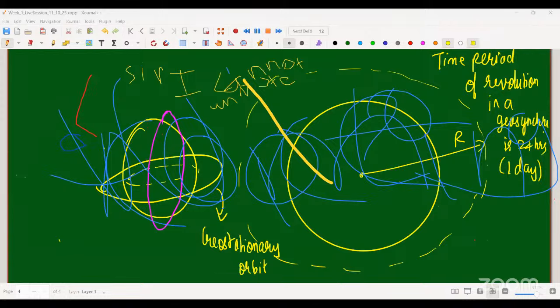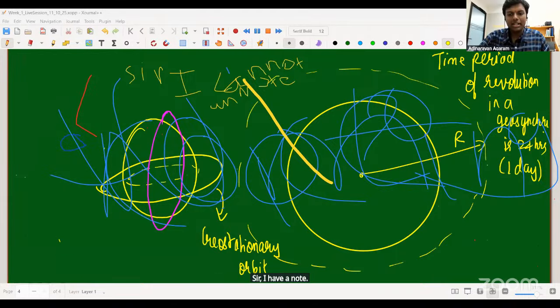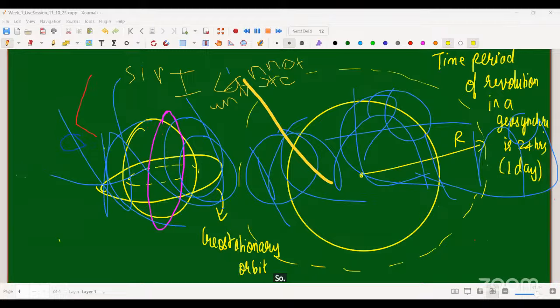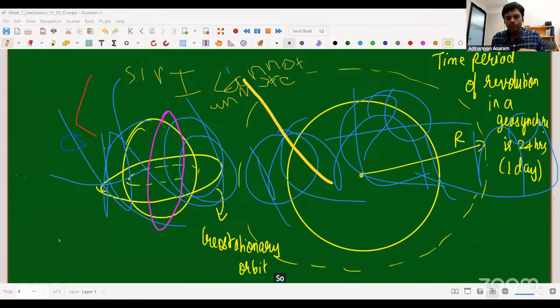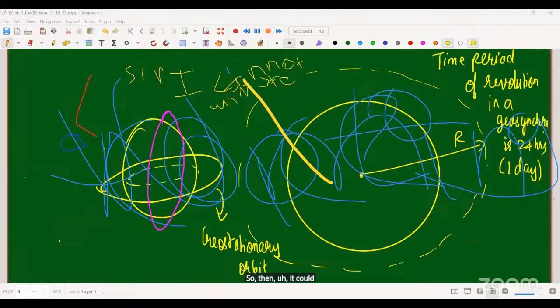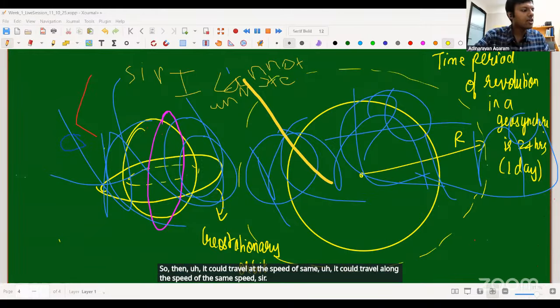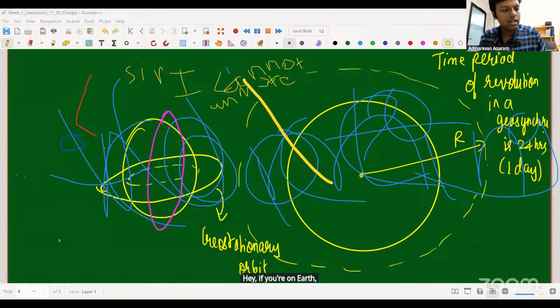Sir, I have a doubt. One second, I request you guys to raise your hand. Yes, Kishore, continue. Sir, for a geostationary object, you told us it takes 1 day for a complete revolution around the Earth, no, sir? So then it could travel at the same speed, along the speed of the Earth, sir. See, that's a good question. Give me a second.